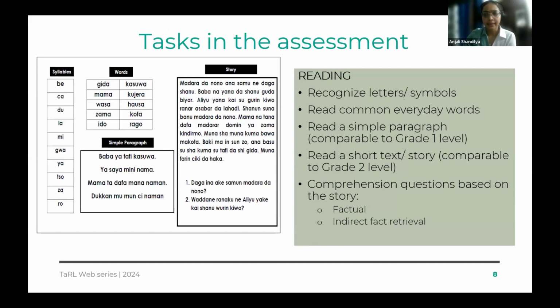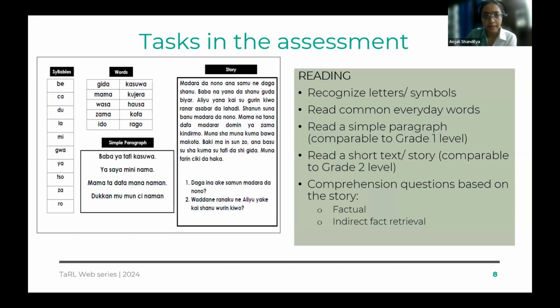Now, what are the tasks that make the ASER assessment an ASER assessment? Let's deep dive into how the reading assessment tool looks. First, it does include recognizing letters or symbols. It includes reading common everyday words to the children. Third is a simple paragraph, which is more comparable to the grade level text of that country. Fourth, a story text or a short story, which is more comparable to the grade 2 level text. Within that story, there are comprehension questions, both factual and indirect fact retrieval.